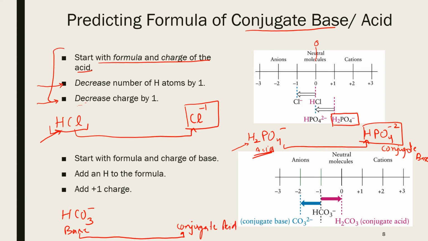So to determine the formula and the charge of the conjugate acid from this starting base, all we need to do is add 1 more hydrogen and add +1 charge. So in the starting base we have 1 hydrogen, so in its conjugate acid we will have 2 hydrogen, so it will be H2CO3, and its starting charge is -1, and we will need to add 1 more, so on the other side the charge will be neutral, so it will be H2CO3. So that will be the conjugate acid if we start with this conjugate base.